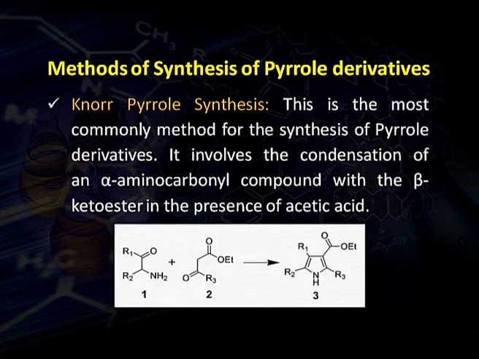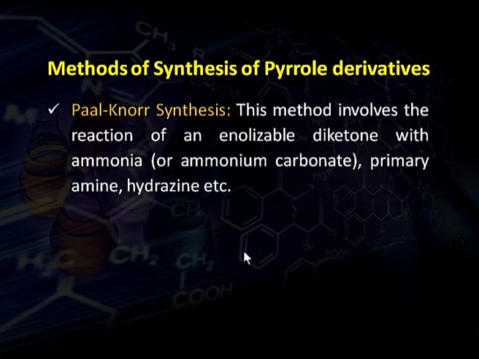The reaction scheme is this one, that is, in this case we have taken an alpha amino carbonyl compound with a beta ketoester to give a derivative of pyrrole. Another method for the synthesis of pyrrole derivatives is the Paal-Knorr synthesis.